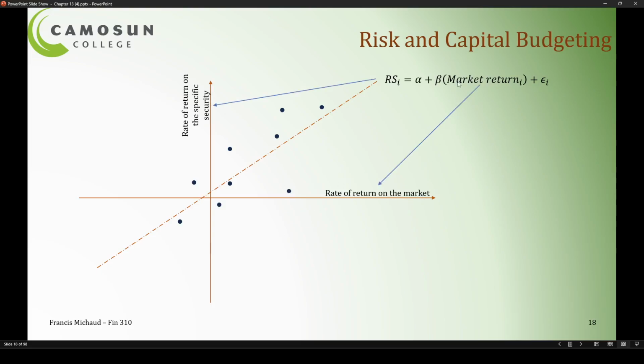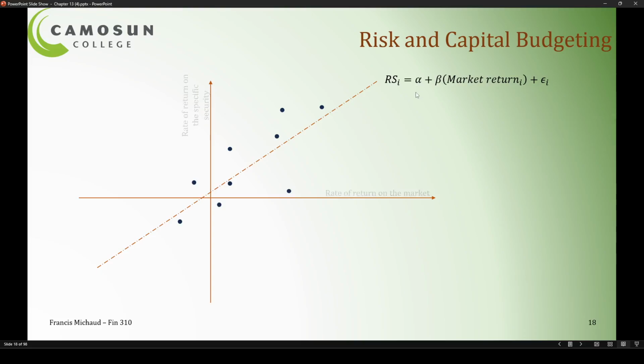The return on the market shows up here in the equation. This equation was in the previous slides, right? And the return on the specific security shows up here, okay? The slope, the beta here, right? That beta here, well, this is the beta that we calculate and the beta that we talked about earlier when we talked about systematic risk, okay? So this is what I say here. The beta is the slope. It's the slope of this line.